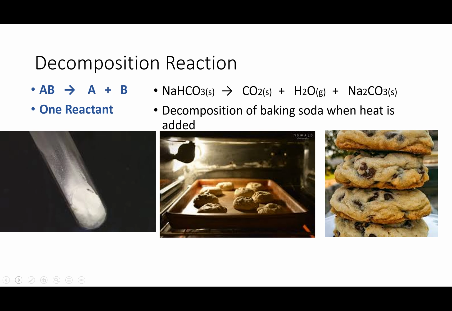Here's probably my all-time favorite decomposition reaction. And that is the decomposition of baking soda when you cook something. Now, many people don't think about this reaction. They just look at their cookie recipe or zucchini bread recipe and they add in baking soda. But when baking soda is heated, when you add a little flame to baking soda, with the addition of heat, it will decompose into a gas of carbon dioxide, water vapor, and it will leave a solid of sodium carbonate behind.